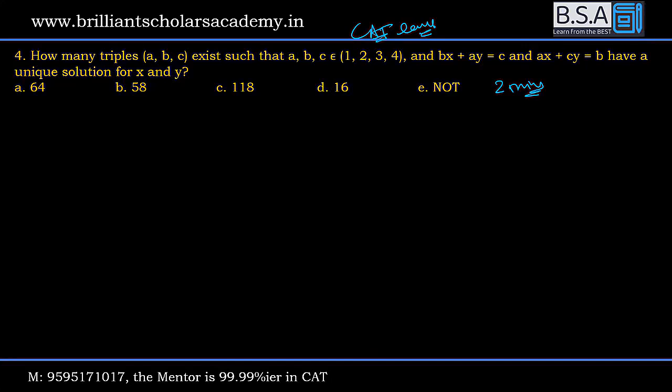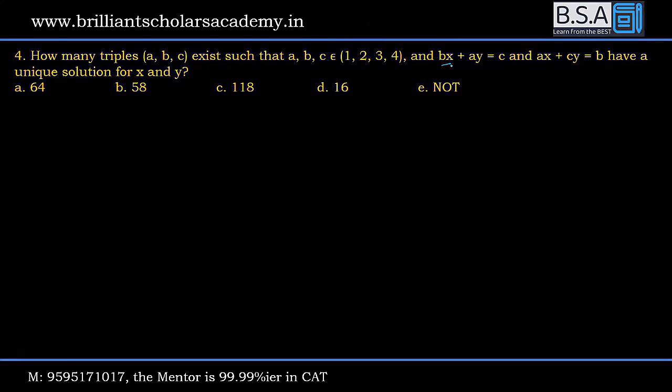How many triplets ABC exist such that ABC belong to 1, 2, 3, 4? So ABC can be 1 or 2 or 3 or 4. When A is 1, B is 2, C is 1, this is different than A is 1, B is 1, C is 2. The value matters. Order matters. What value goes to A, B, and C matters.